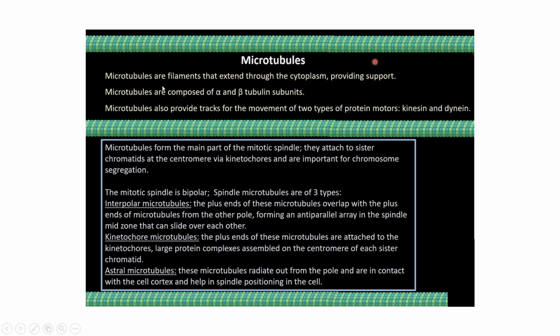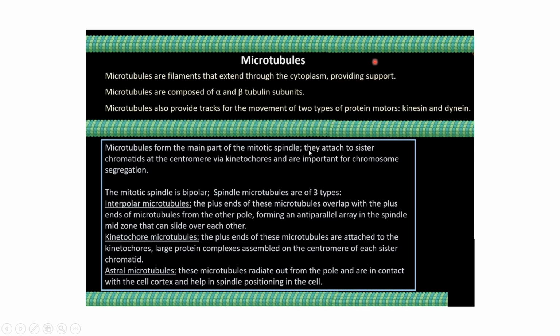In general, microtubules are filaments that extend through the cytoplasm, and there are two subunits in the microtubules: one is alpha and another is beta tubulin. Microtubules provide a track for the movement of the two motor proteins, kinesin and dynein. Kinesin and dynein are the motor proteins which help in movement along the microtubules and deliver cargo to a specific location.